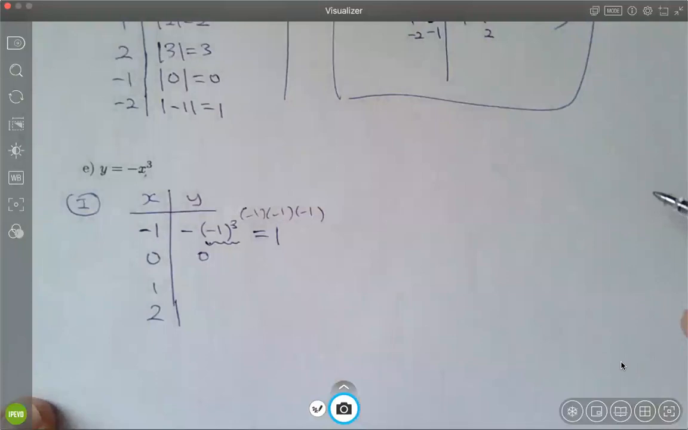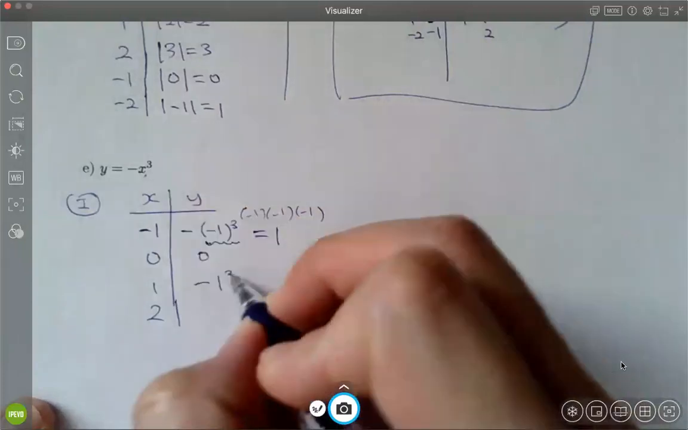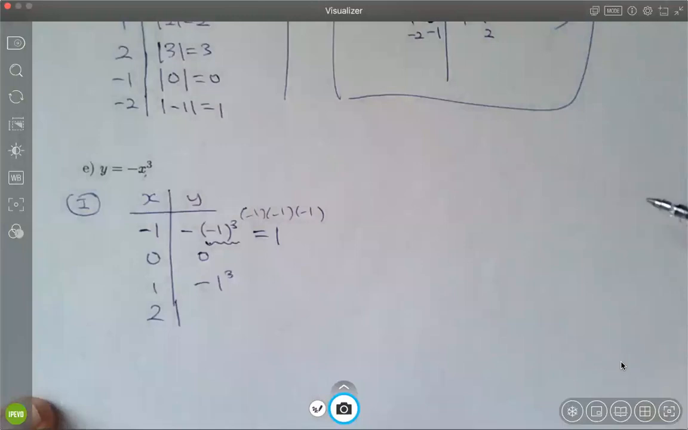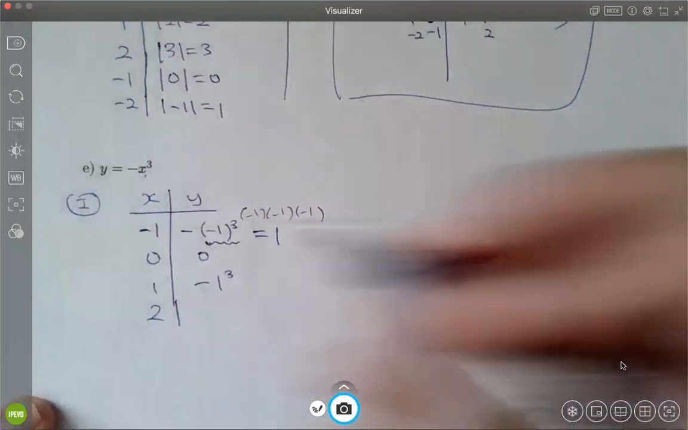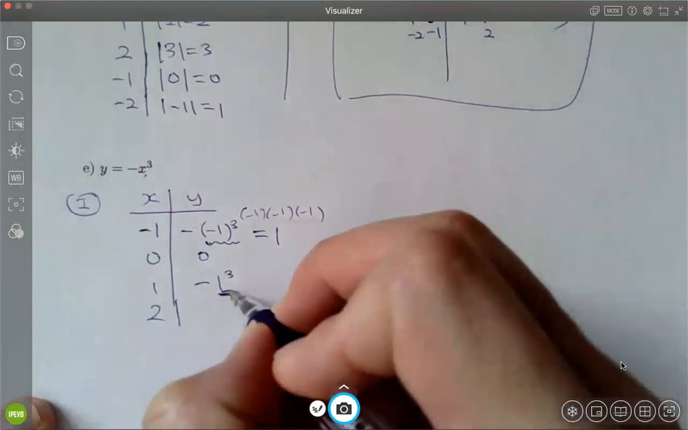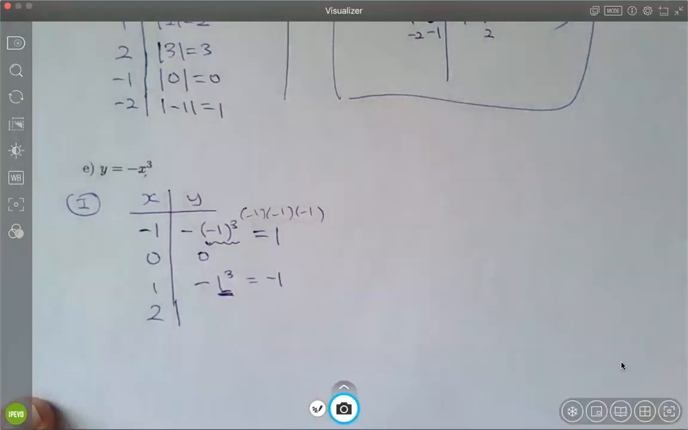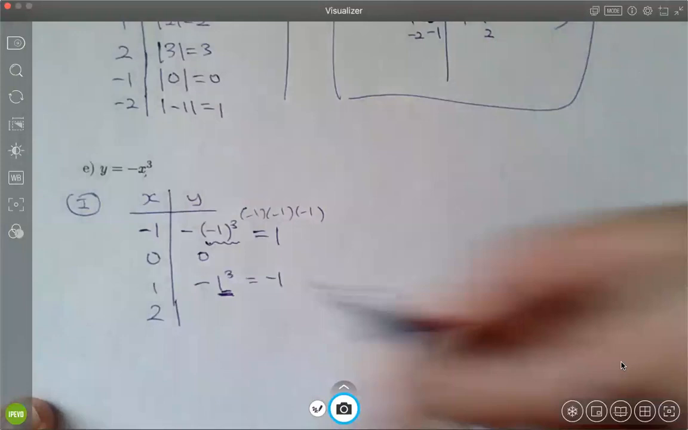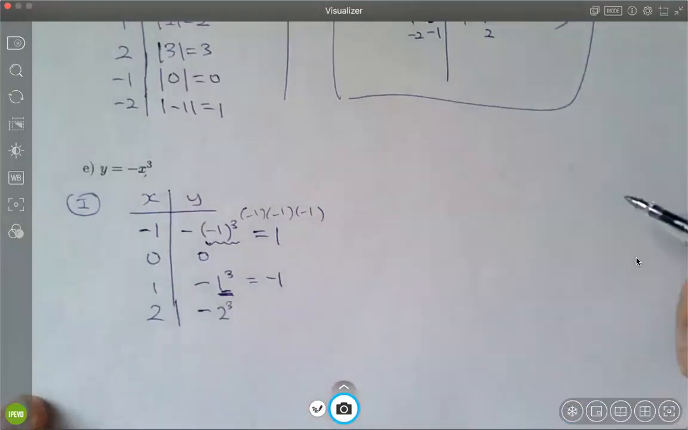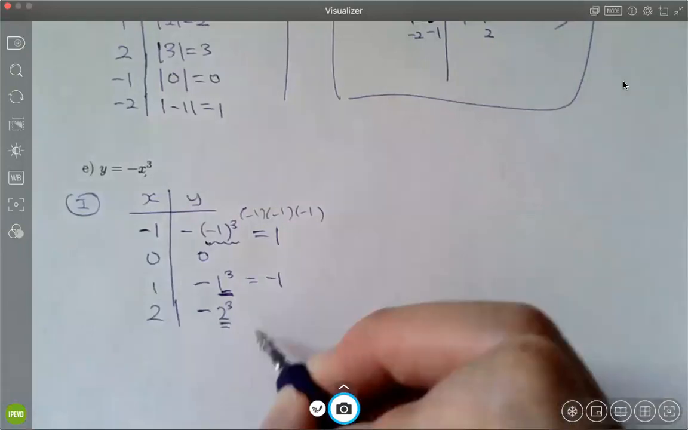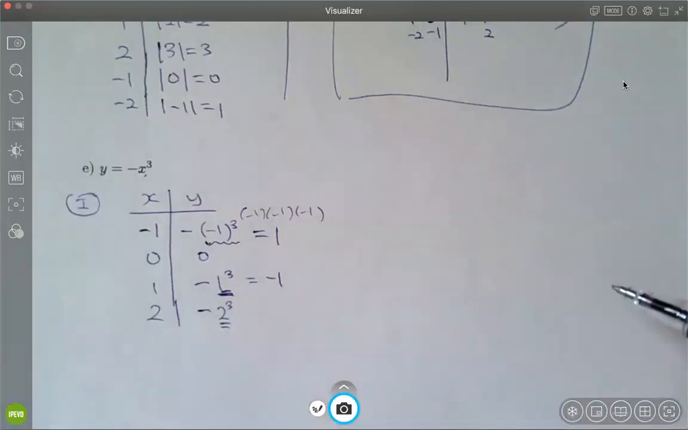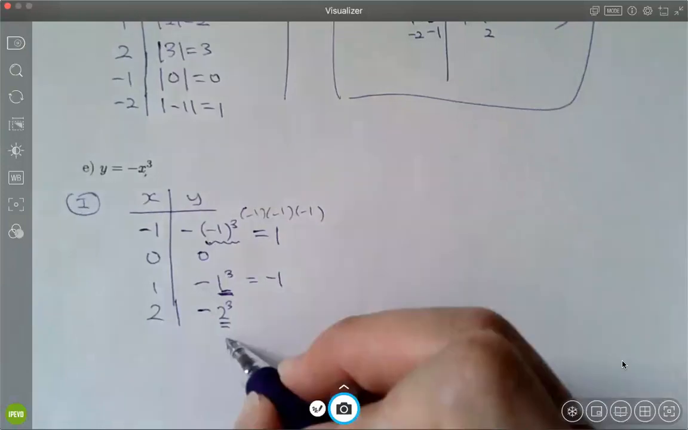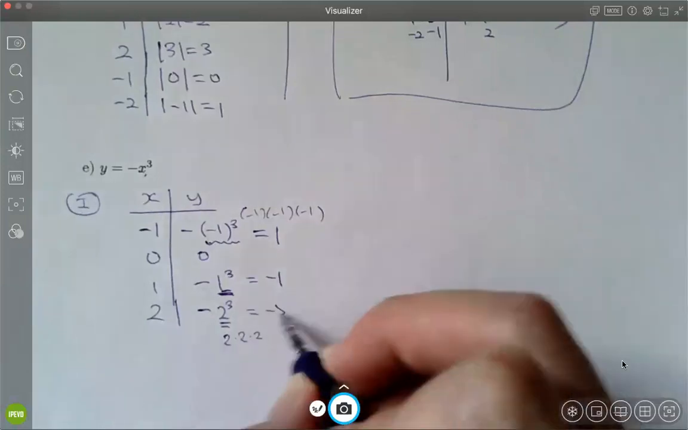And now when x is 1, we have -1 cubed. Okay, so what does that mean? 1 cubed is 1. And with the negative sign, we have -1, right? And when x is 2, we have -2 cubed. Okay, and the 2 cubed is what? Don't say 6. Okay, it's not 6, right? Okay, it's what? 8. 8, right? Yeah. Okay, so we have -8, right?